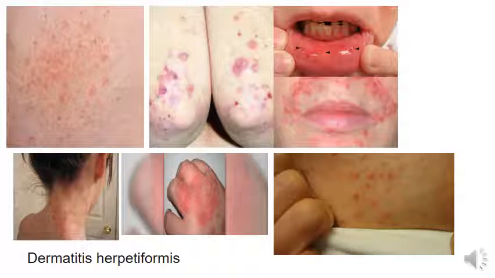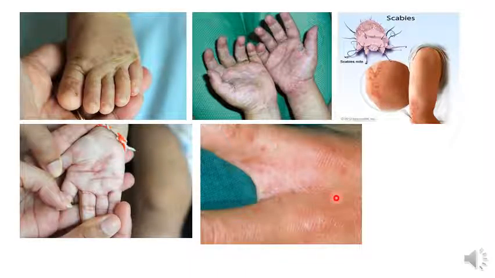So this is dermatitis herpetiformis. Once you see it, you will never forget it. Next slide, here we have a parasitic lesion, scabies, sarcoptic scabies involving the web of the hand.